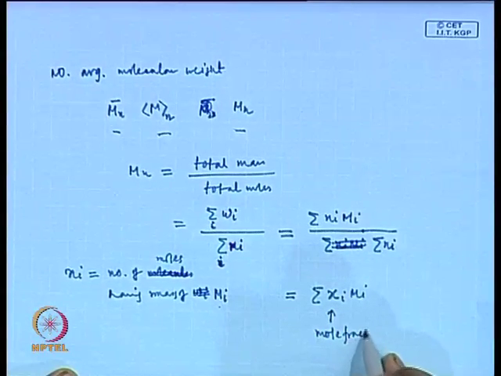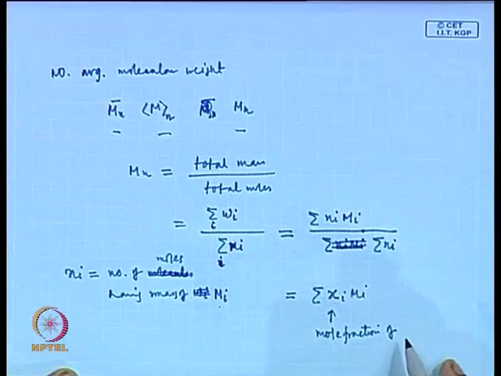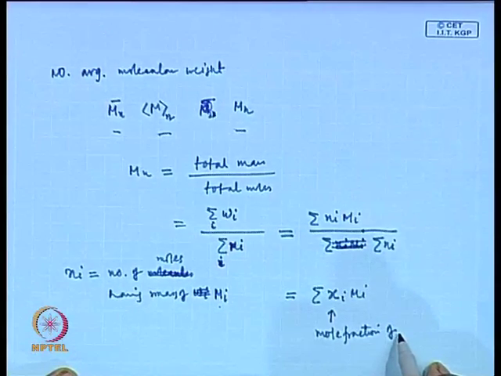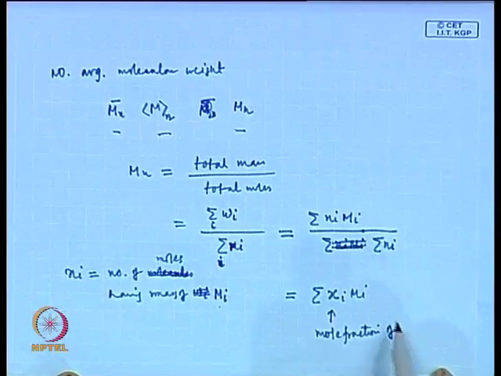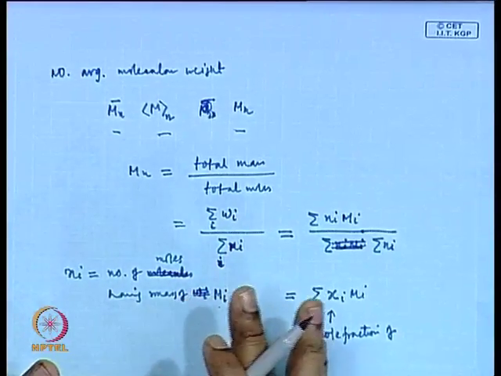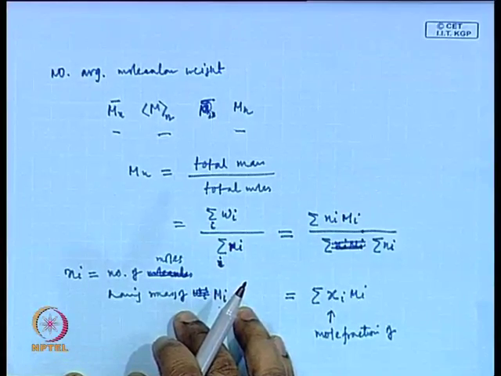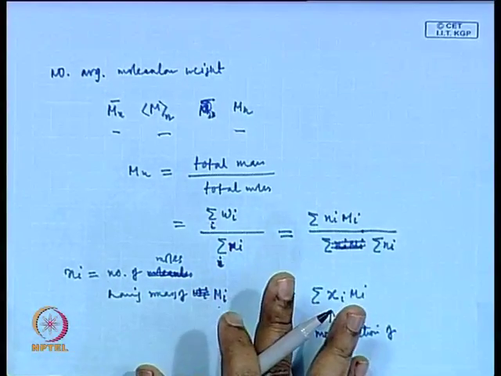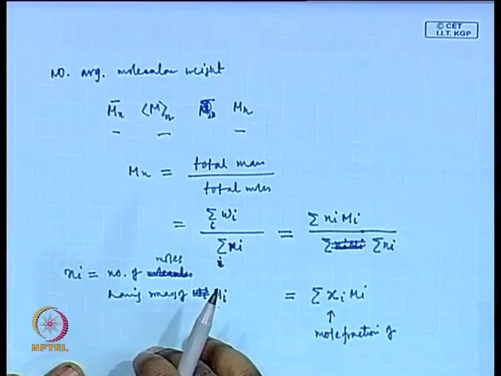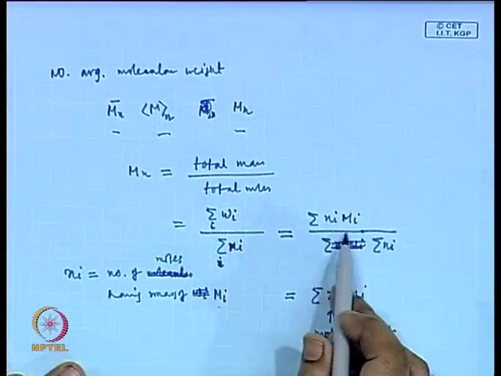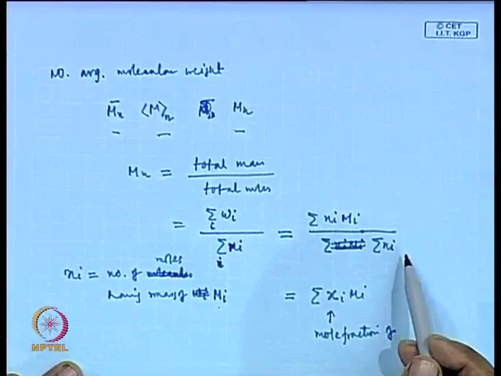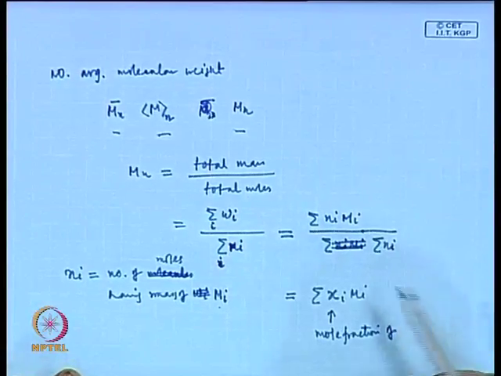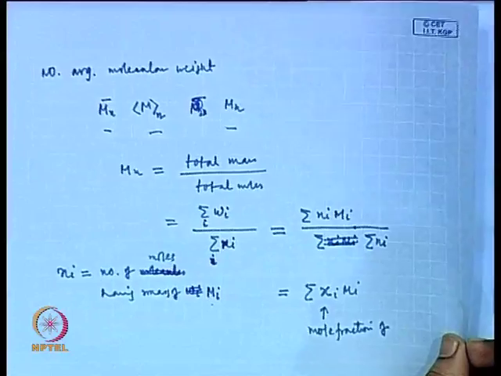mole fraction of the molecules having molecular weight of Mi. Okay. So, Mn, number average molecular weight, is simply the arithmetic mean, the average of your sample. So, you get total mass, sum of Ni Mi, divided by total number of moles, which gives you molecular mass, molar mass, in gram per mole.